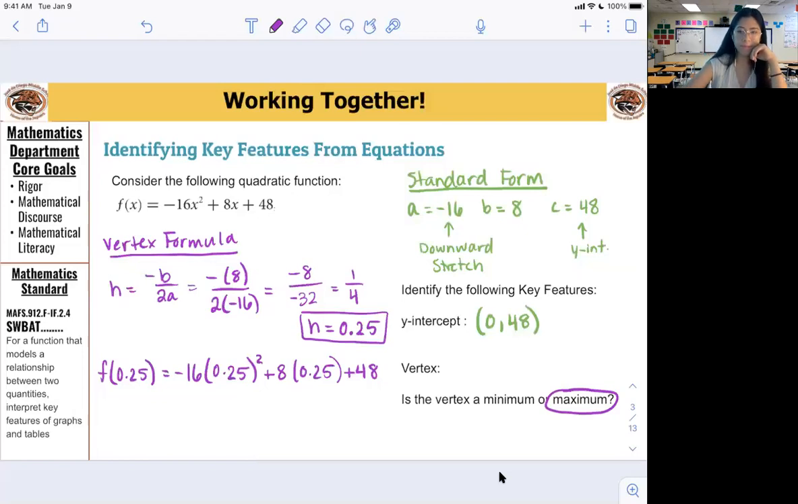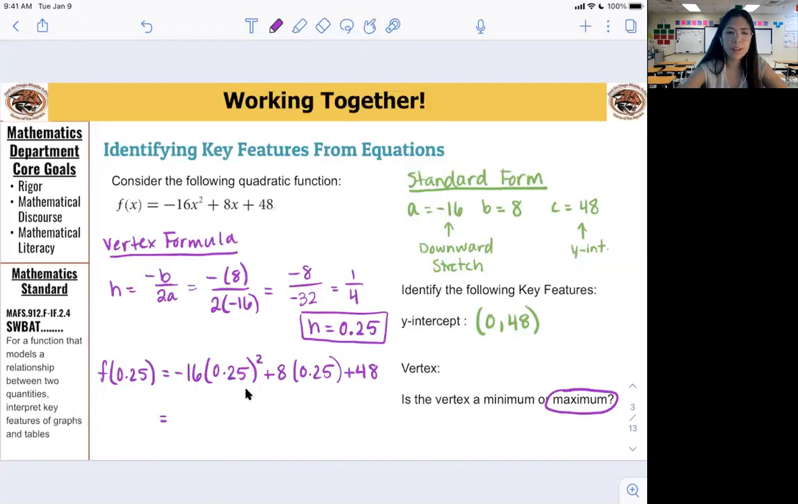Do we enter it in the chat? Yeah, you can put it in the chat. I'll give everyone about 30 more seconds. All right, 5, 4, 3, 2, and 1.